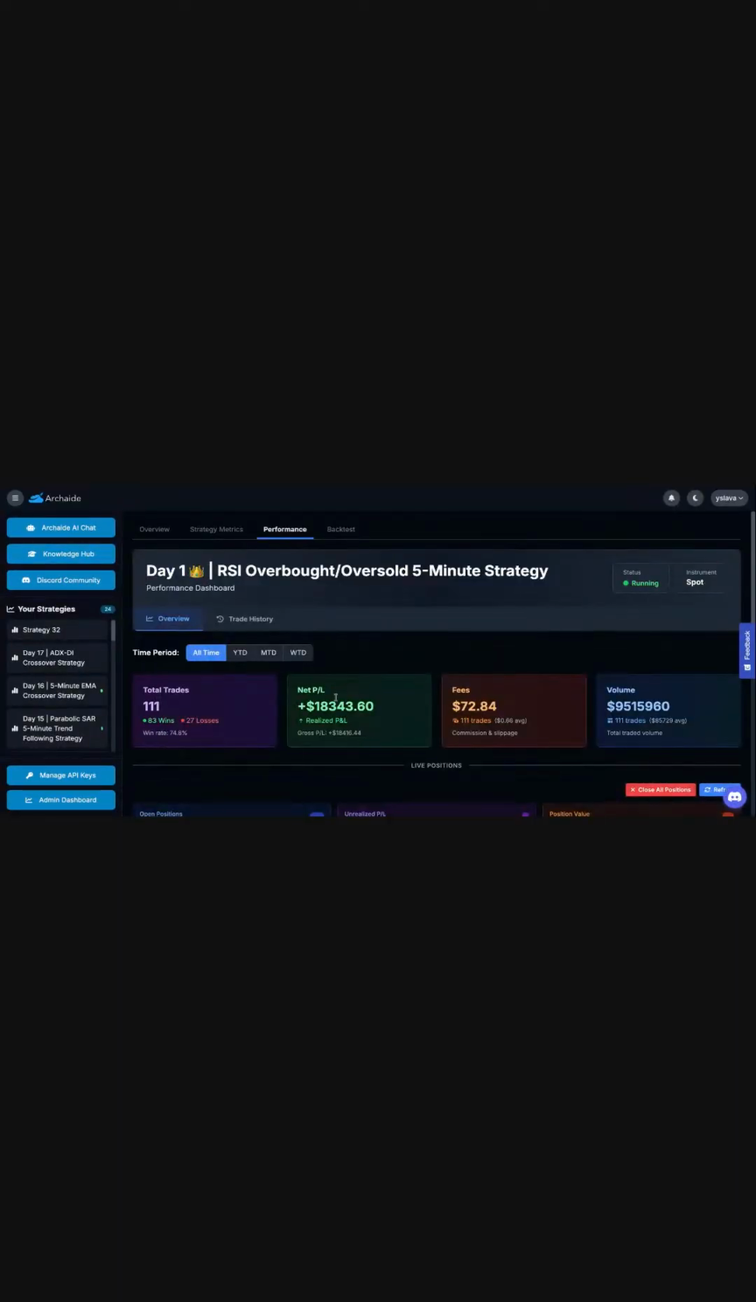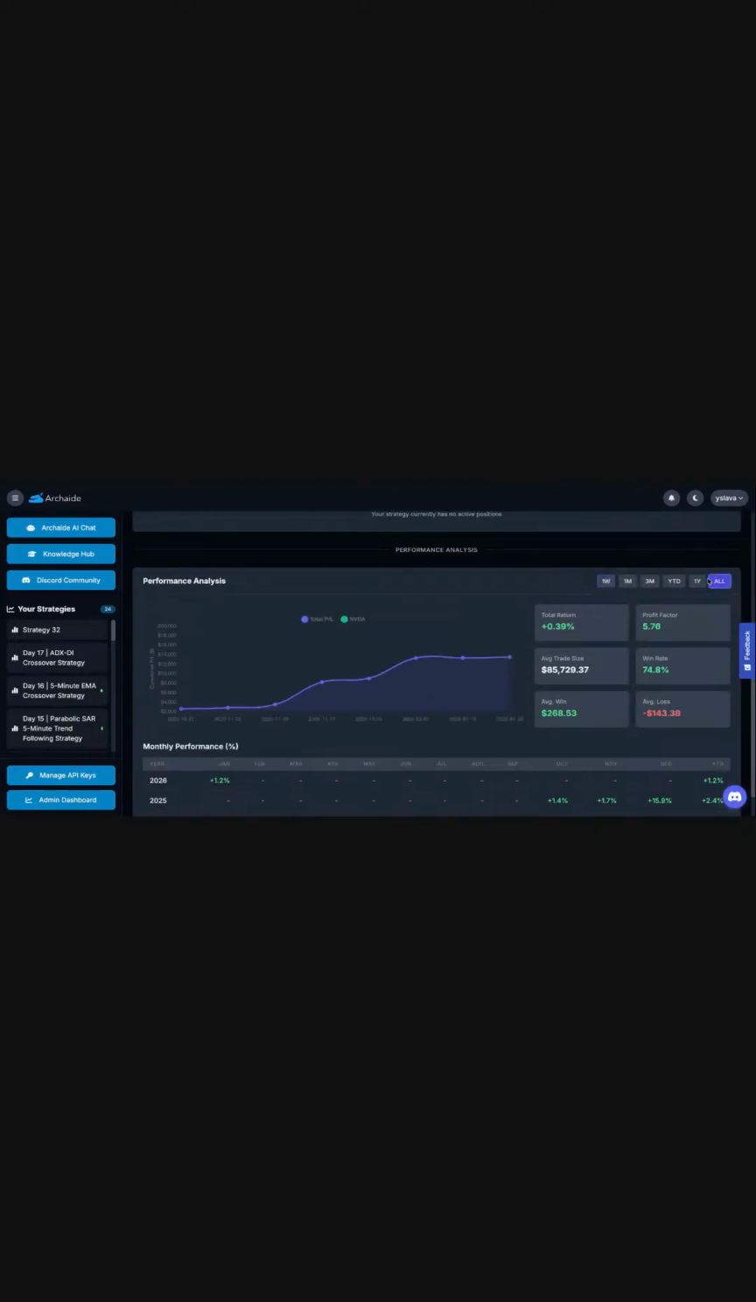We walk you through this framework step by step until you're able to launch trading bots on your own and monitor them, right? You can monitor the performance. Like this trading bot right here made 18 grand since October of last year, right? And I haven't touched it since we launched it.